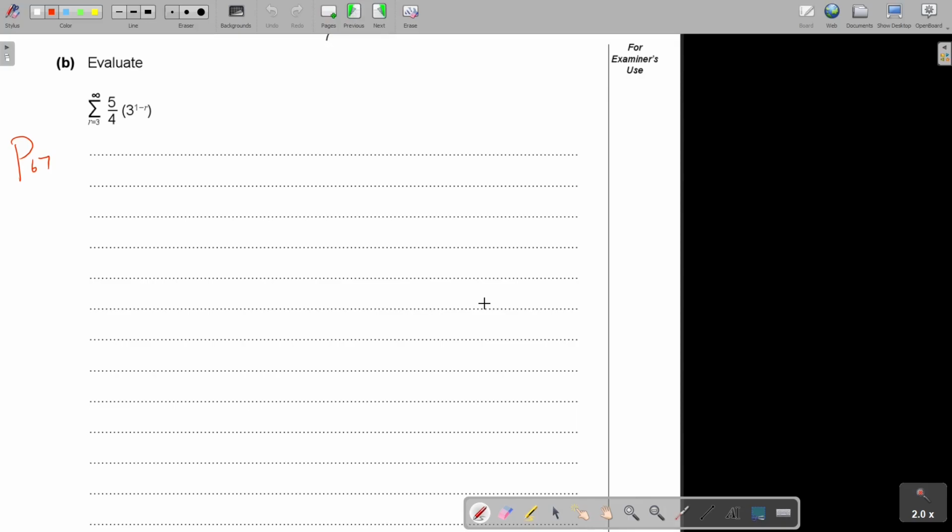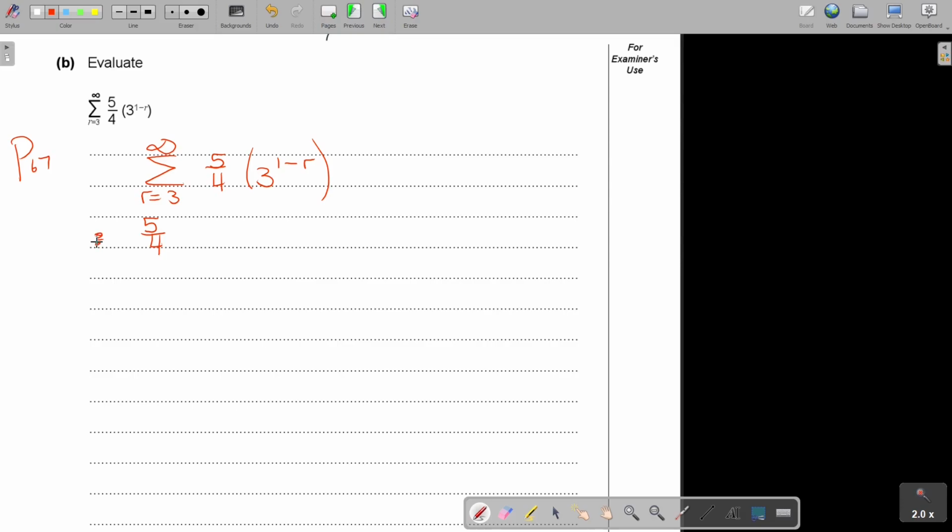Okay. So basically, we're just going to start with this one. So it is now infinity, and r is 3, and then it's 5 over 4, and then it's going to be 3, and then it's 1 minus r. Okay, so let's just start. So it's 5 over 4. Now, first get 3 terms.